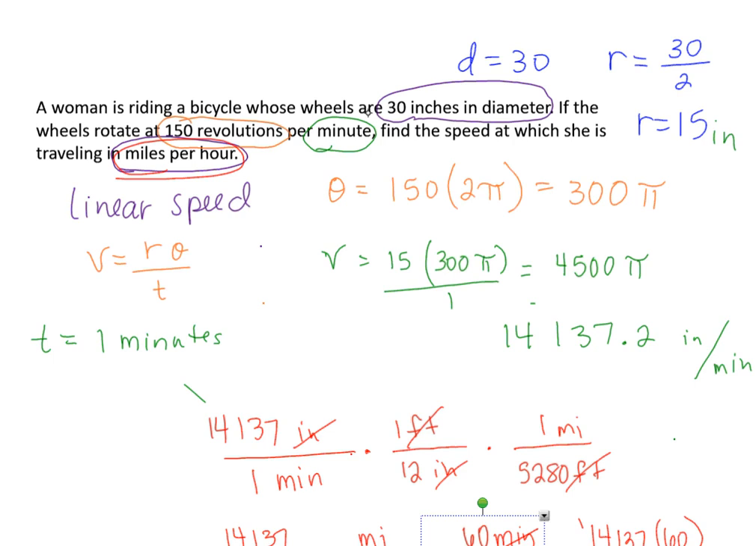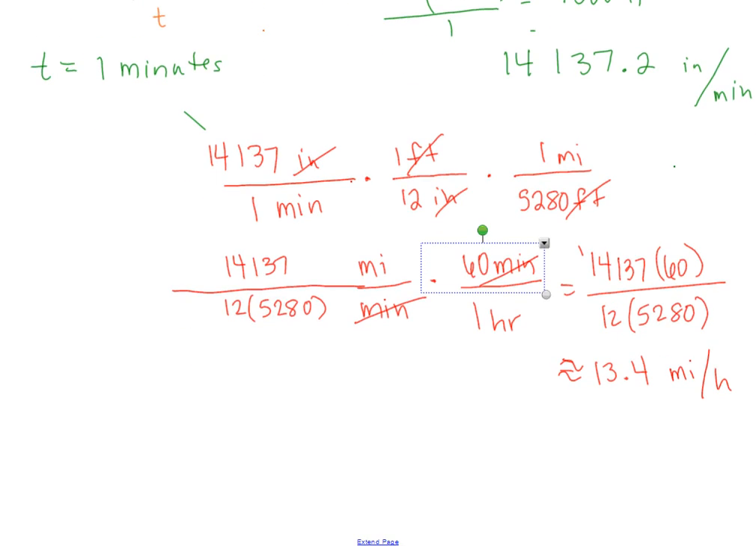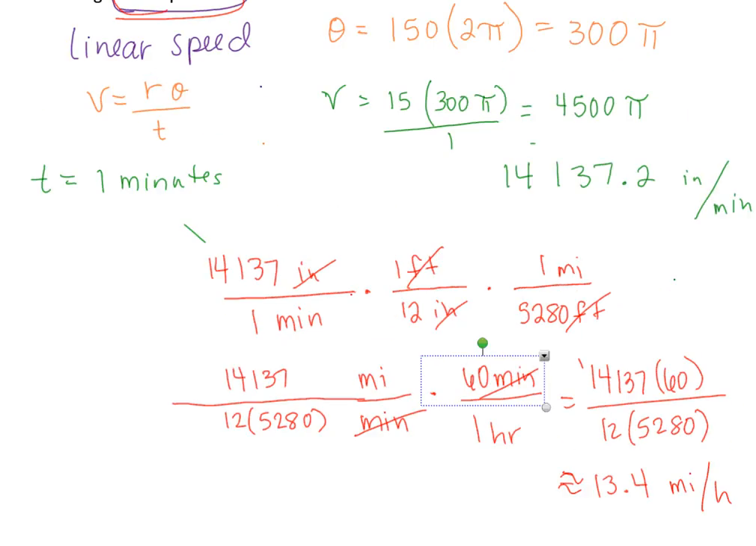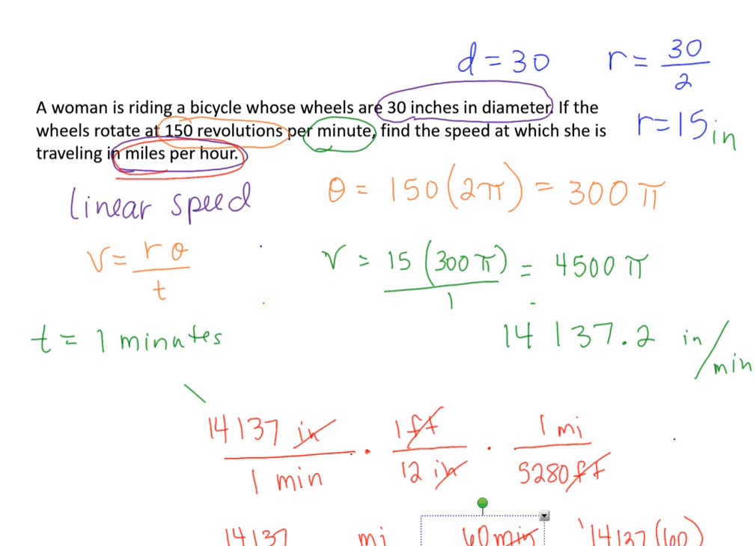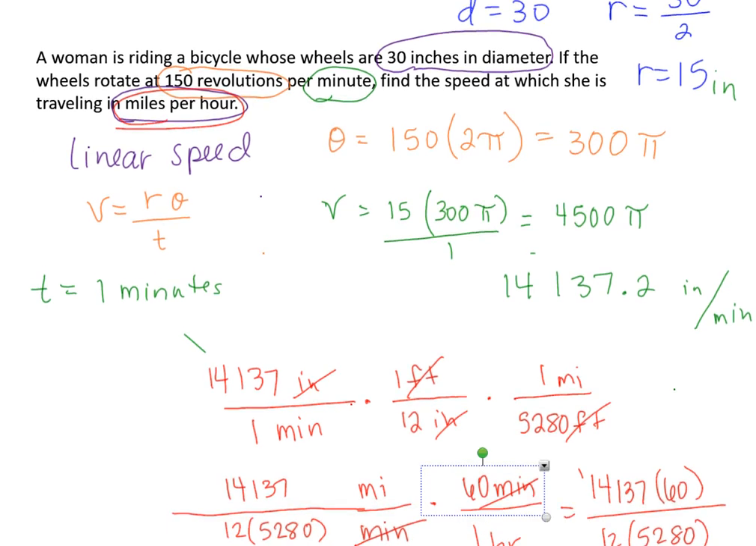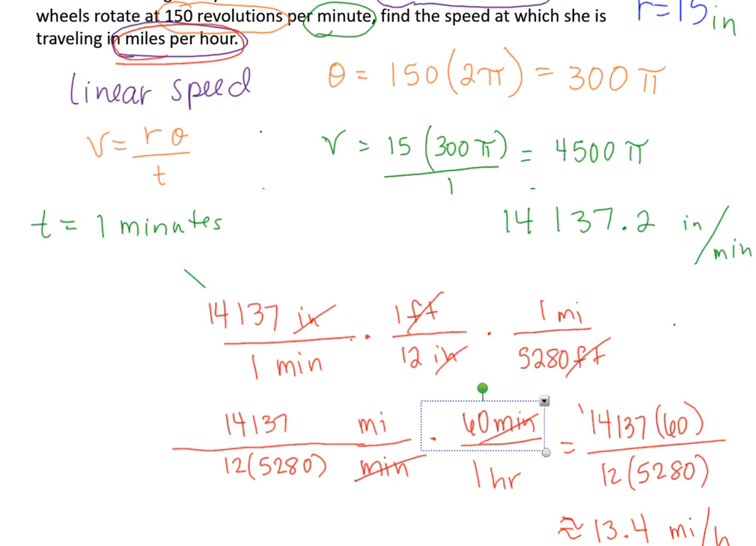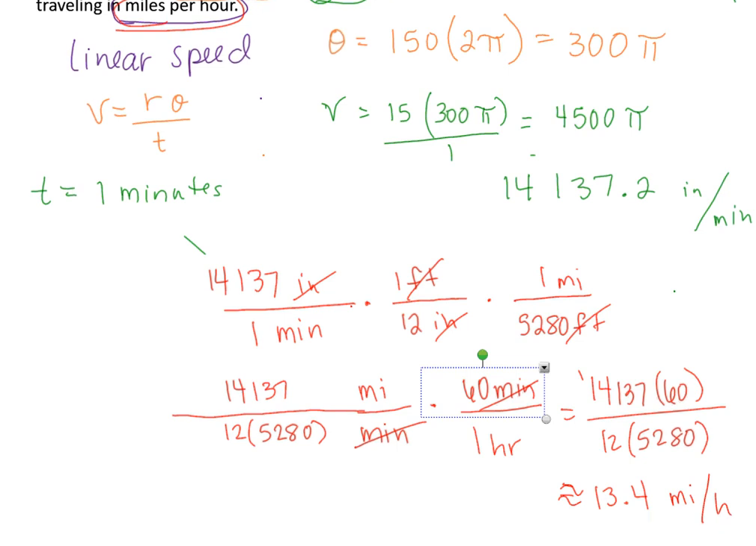The lady's riding her bike, 30-inch diameter, 150 revolutions per minute. She's moving 13.4 miles an hour, which still seems fast, but 150 revolutions per minute, I guess that's fast. I don't like bikes. I don't ride them very much. They hurt my bottom. Okay, linear and angular velocity depends on what you're given. You've got formulas for it. Plug it in, see what you get.